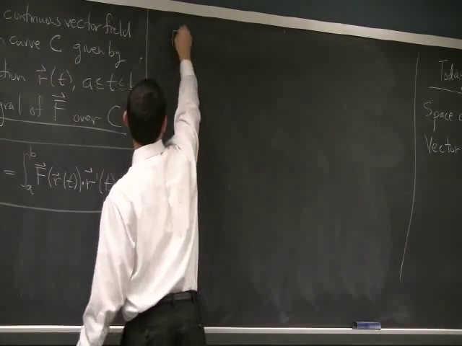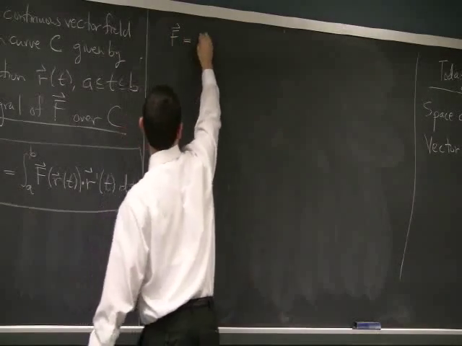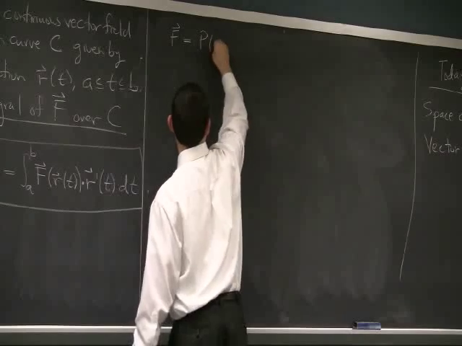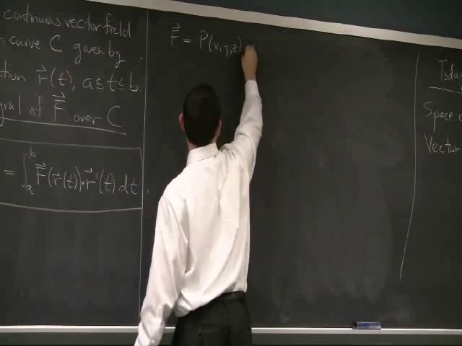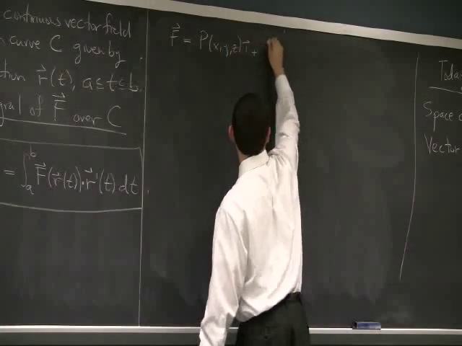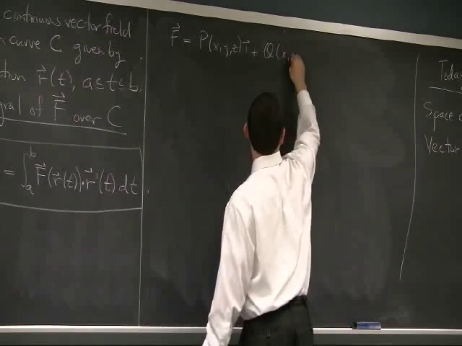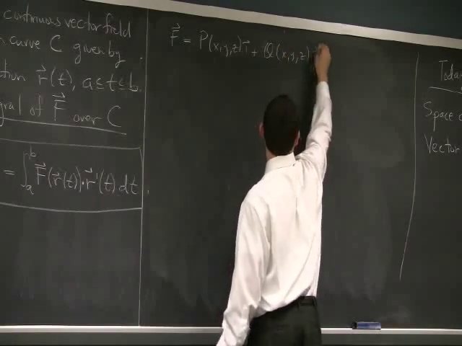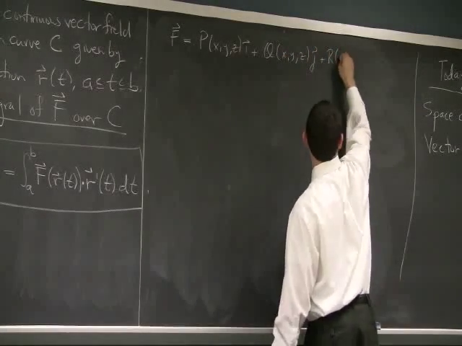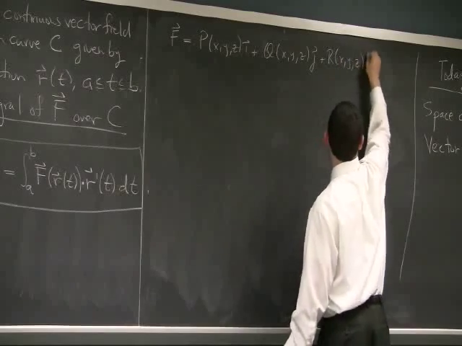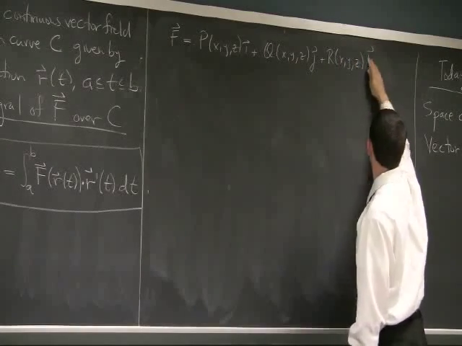So let me just say this: if your F is given by, say, P(x,y,z) i plus Q(x,y,z) j plus R(x,y,z) k, so these are your component functions.